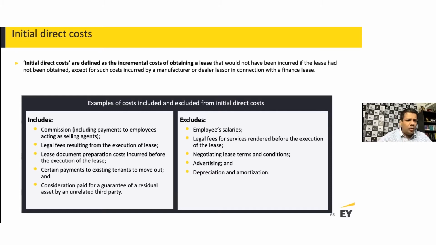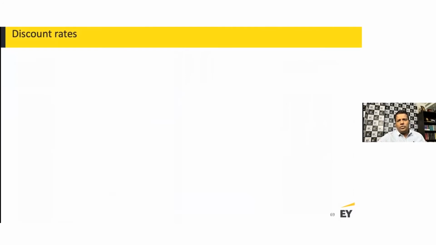What is to be included? Commission, legal fees, document preparation cost, amount paid to the tenants, and consideration paid for a guarantee of a residual asset. So all these I need to include. These I need to exclude from an initial direct cost, right? That's what we need to remember.